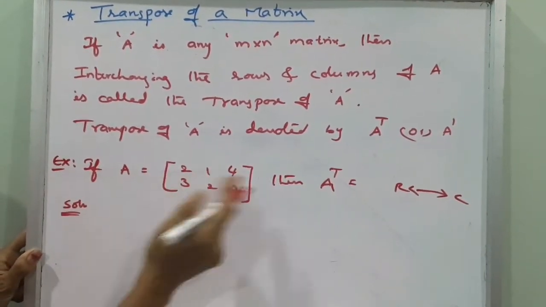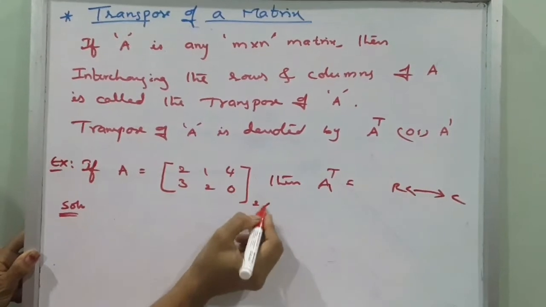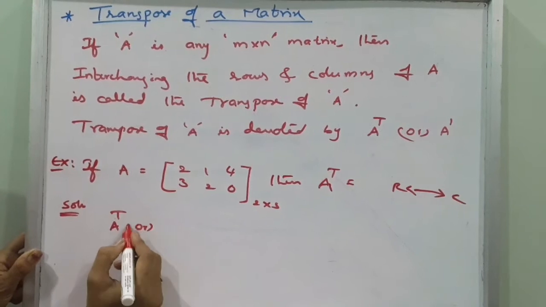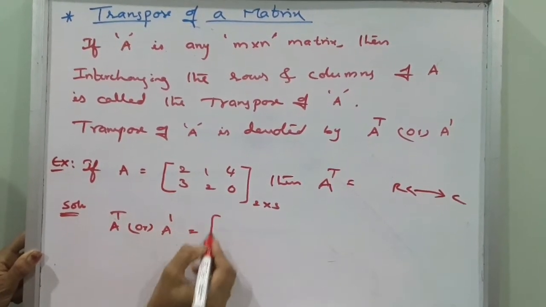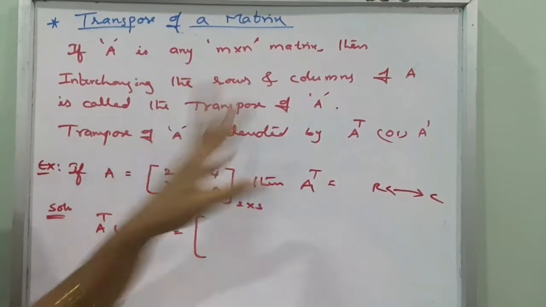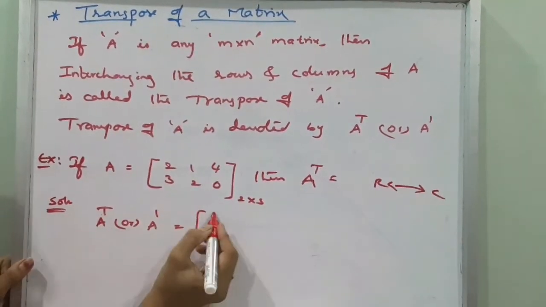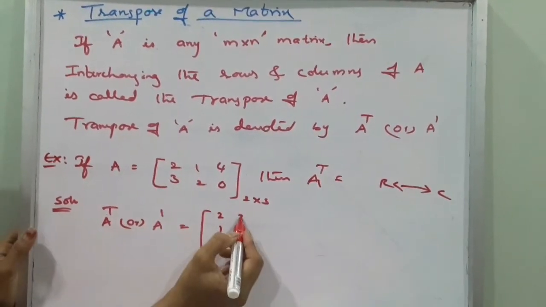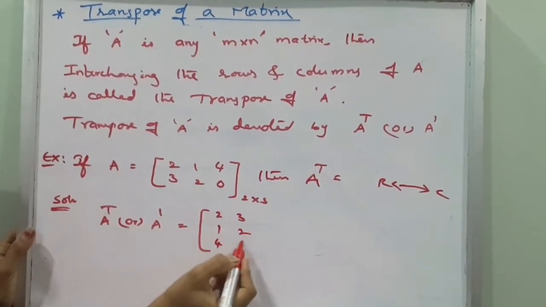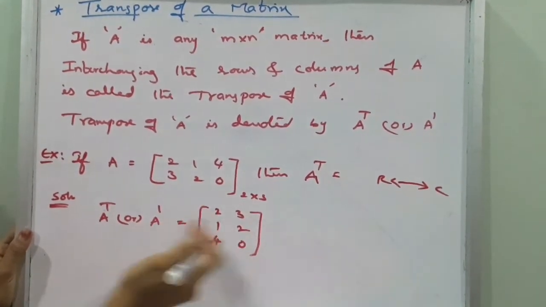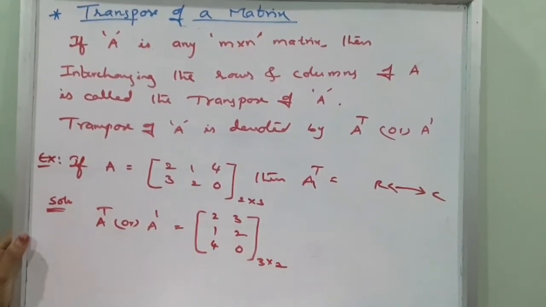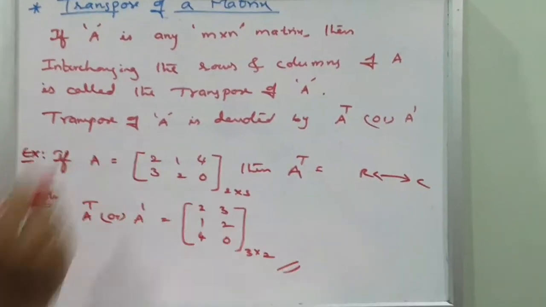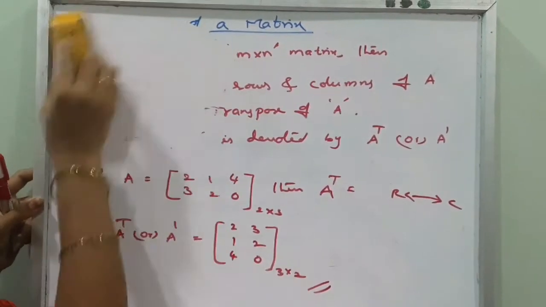So here A is equal to 2, 1, 4, 3, 2, 0, which is a 2 cross 3 matrix. Then A transpose or A dash is equal to, interchanging the rows and columns means first row will be first column, next second row in second column, 3, 2, 0, which is a 3 cross 2 matrix. This is a transpose of given matrix.